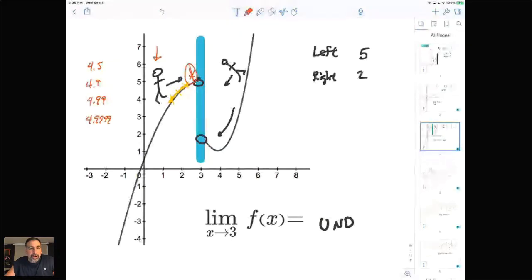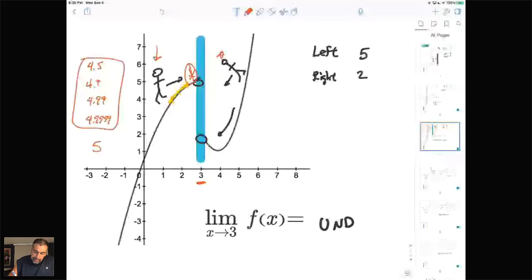Now his job is to take this information and make a deduction as to what the y value will be at 3. He looks at it and says, okay, we're getting closer and closer to the value of 5. And that's his answer. The key is to understand that the limit never actually gets to the value of 3. It stops just short, and then you make a guess as to where you'll be.